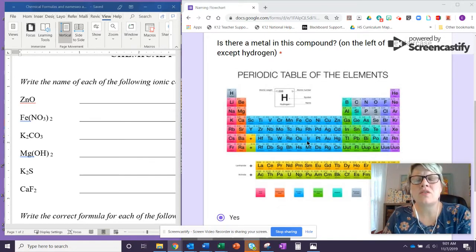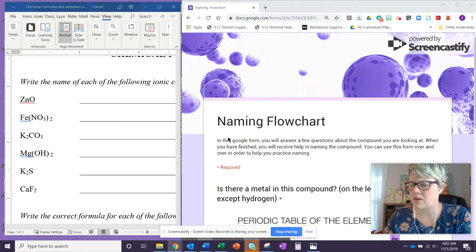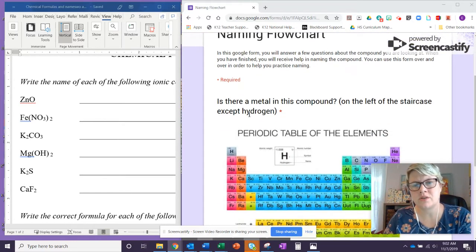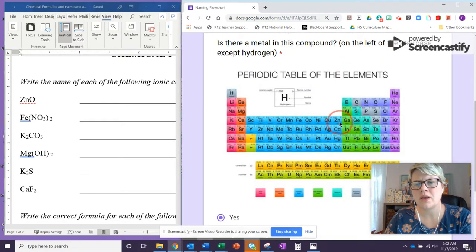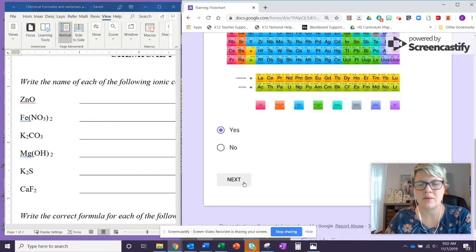So the first question, here is the Google form, and basically you just go through and answer the questions, okay? And so this one is: is there a metal in this compound? I'm going to use this example right here. It has zinc and oxygen in it. And if you look right here, there is zinc. We know that it is a metal because it's on the left side of the stair step. This light green is the stair step there, and it is definitely on the left-hand side. So we say yes, and we say next.